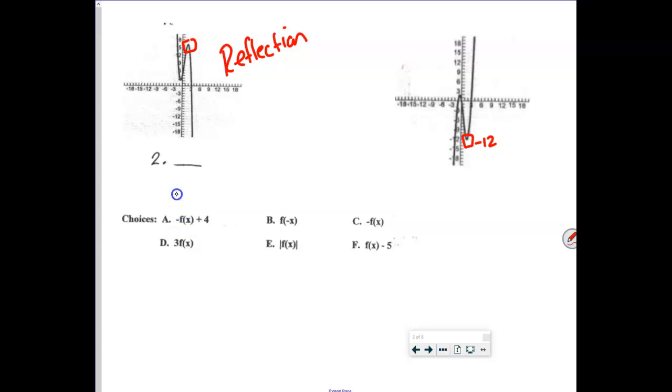Man, I can't read that. Oh, it does make sense. Ignore me. Forget what I just said. Because I thought that was a 6, and that's not. It's like a 15 or something, isn't it? 12? I don't know. What is this number up here? I can't read that. Okay. So was it reflected and then moved up 4? Cool. So that would be choice A.